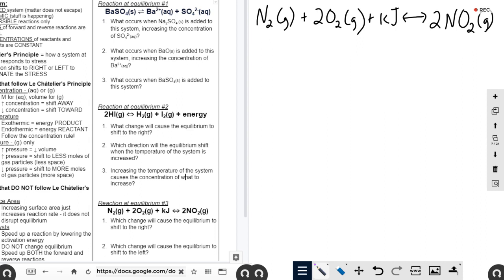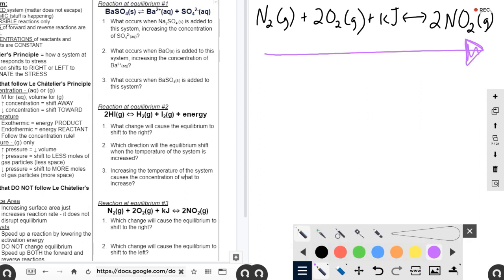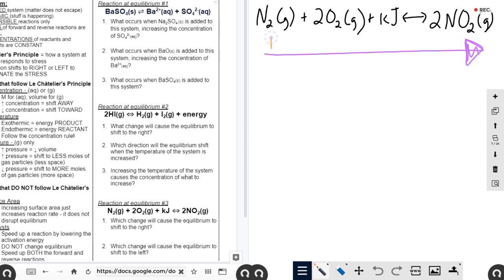All right, and then our last question here for this equation. Which change will cause the equilibrium to shift to the right? So to the right goes this way. How do I make that happen? How do I make the equilibrium shift that way? Well, if I increase this, why? I have too much of it, use it up, go this way. If I increase this, why? Too much of it, use it up, go this way.